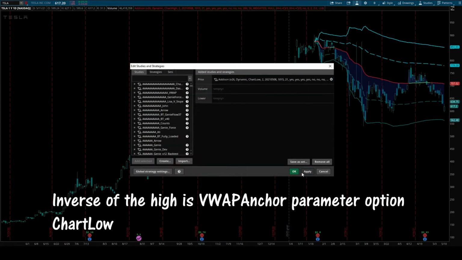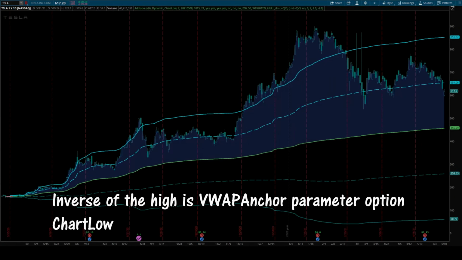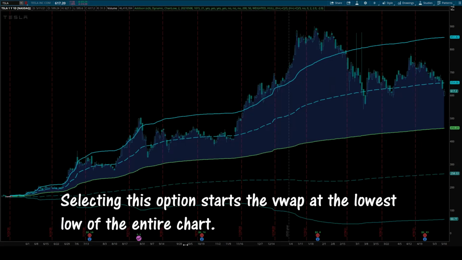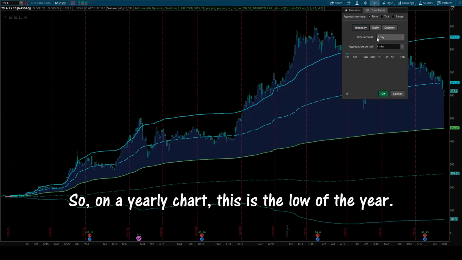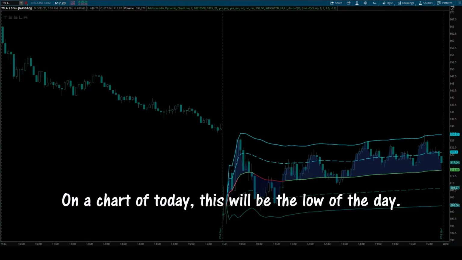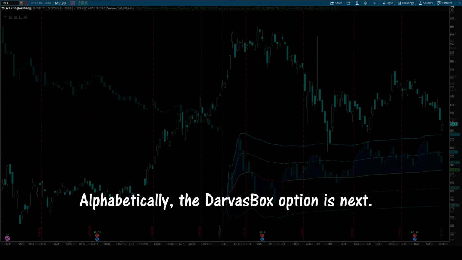Inverse of the high is VWAP anchor parameter option chart low. Selecting this option starts the VWAP at the lowest low of the entire chart. So, on a yearly chart, this is the low of the year. On a chart of today, this will be the low of the day.